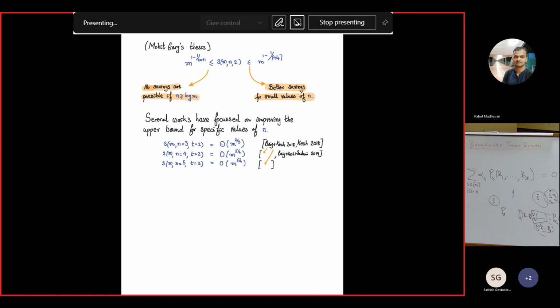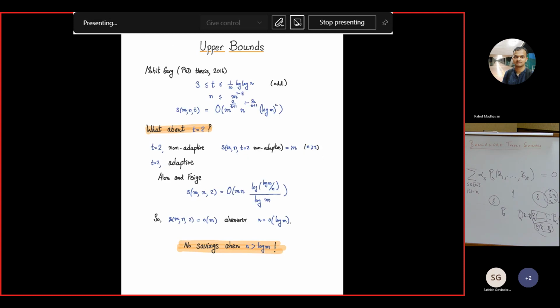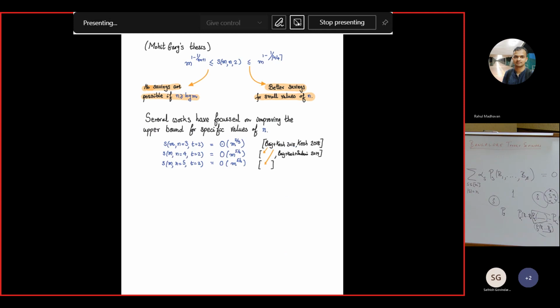But if you have sets of very small size, let's say size 20, then you can do much better than this. You can get m to the power 1 minus some constant. But the improvement in this constant vanishes as n goes towards log n. So basically, the form of the lower bound and the upper bound is roughly the same. The constants are in the wrong place. But Mohit's work essentially gives us an understanding of what happens with two probes, though not precise.